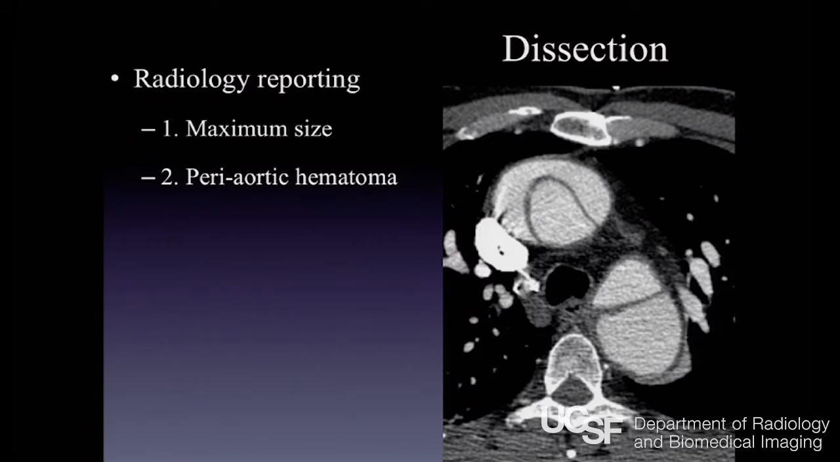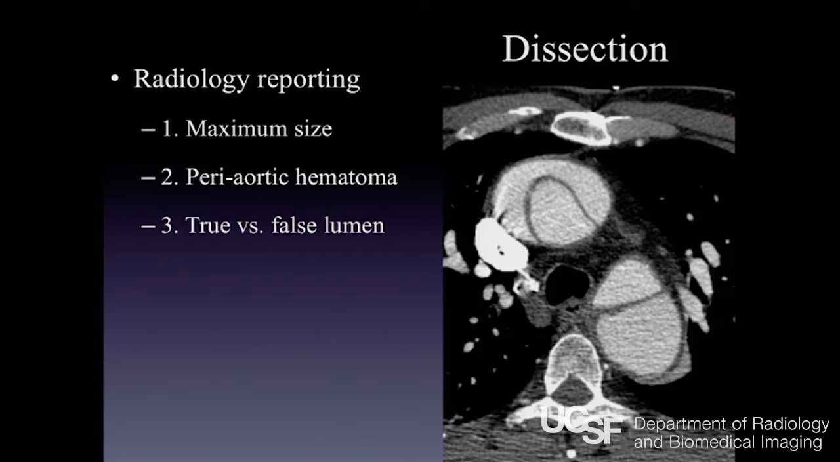So what are the important things for us to mention in a radiology report about dissection? One is obviously the maximum size. The bigger the aorta is, the more likely the patient is going to go to surgery in type B dissection. The majority of type A dissections will go regardless of size, but overall maximum size is important. Any periaortic hematoma, obviously, because we've seen that with the aneurysms, that has a higher risk of rupture.